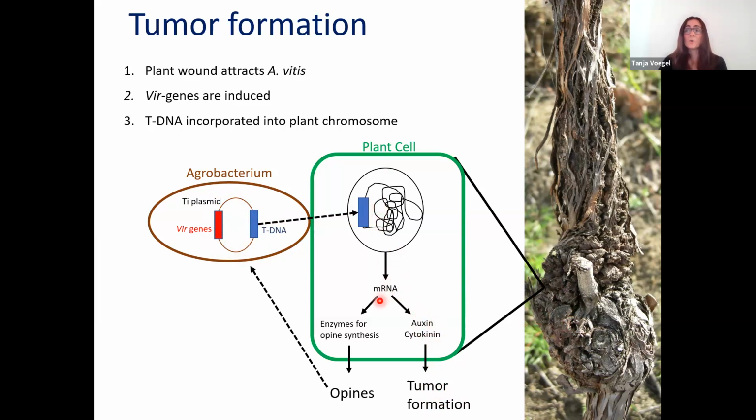But the tDNA also codes for enzymes that synthesize opines. And opines are basically carbon sources for the bacterium. So the bacterium is really smart. It makes the plant produce its own habitat and food for the bacteria to survive.